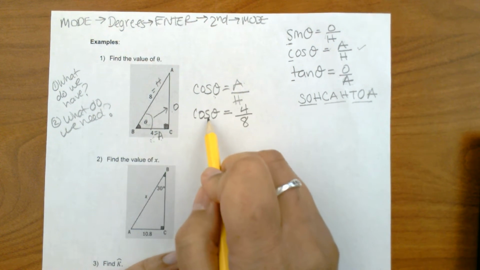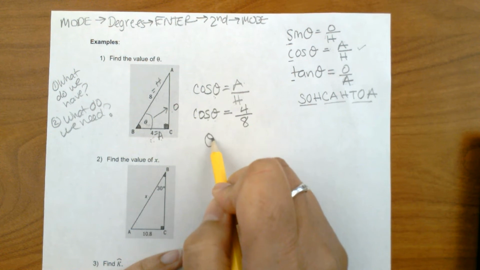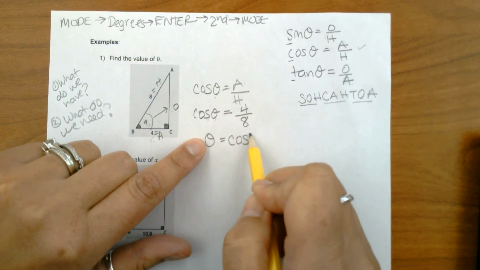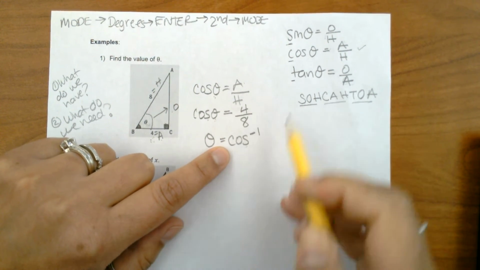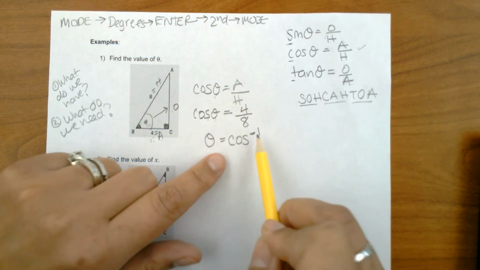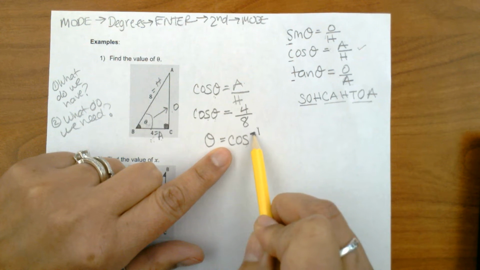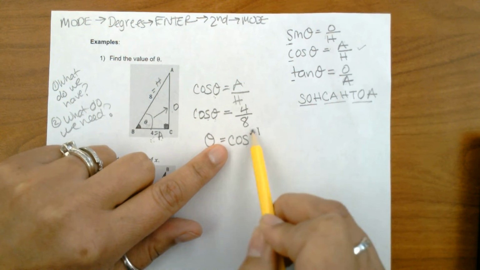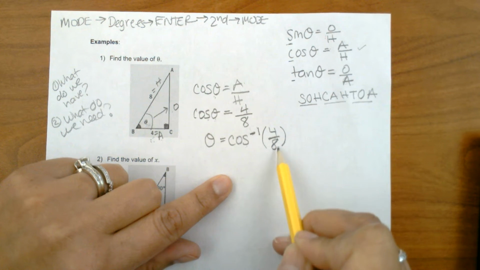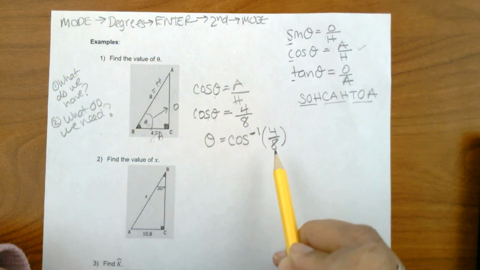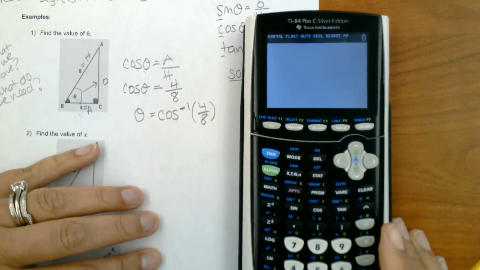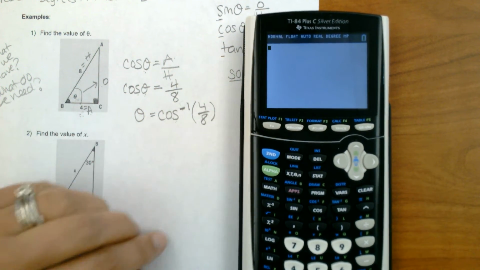Now, in order to undo cosine, because we want to solve for theta, we want to get theta by itself. In order to undo this, we're going to take the inverse of cosine. Remember, if you had me before, we learned about inverses. You can watch a video on it. So this is the inverse of cosine. Remember that negative in the exponent spot? And we're going to do that of 4/8. If you want to reduce this to 1/2, you can, that's fine. It's not needed.